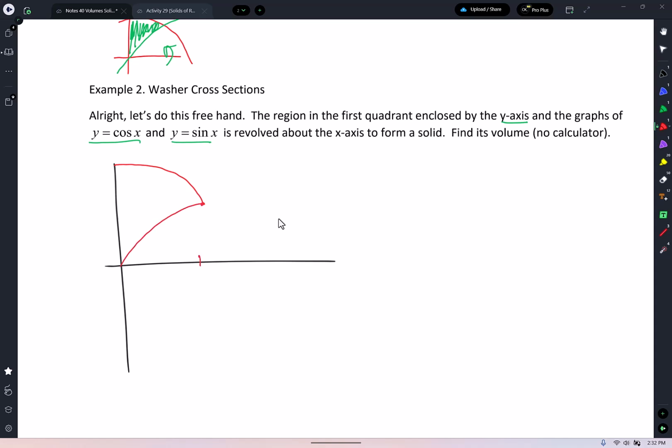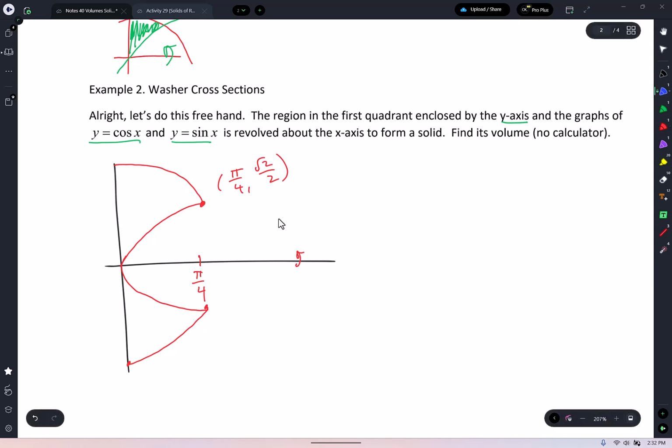Where does cosine x and sine x hit? When x is pi over 4. And that coordinate, if you wanted to know, is pi over 4 comma square root of 2 over 2. See? And I think we're good. Let's rotate it. When I rotate it, let's see. It doesn't have to be perfect, guys. Yeah, I like it. It's not super awesome, but I like it. When I do my slice, so here's my slice. I'm cutting it.